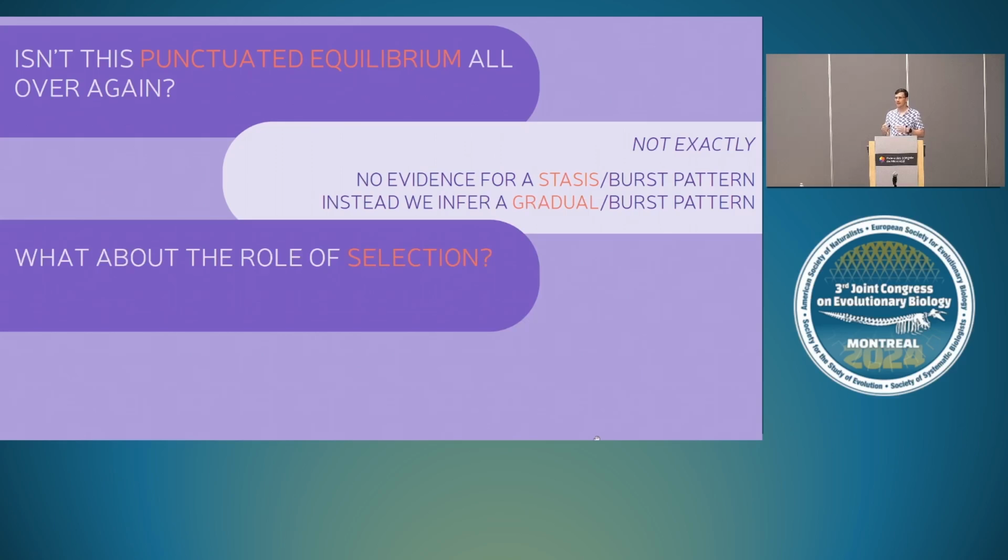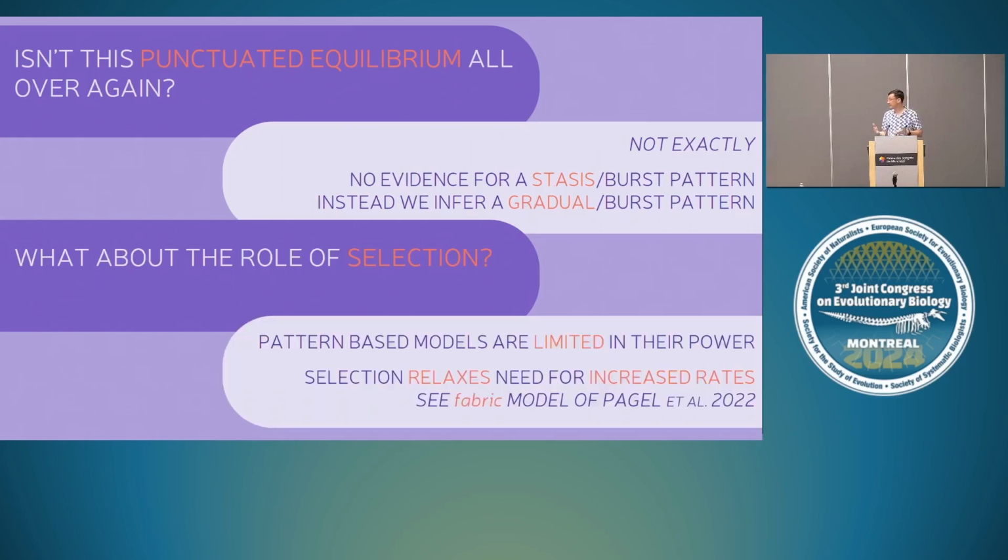And then this is a question that I think is particularly interesting: what's the role of selection here? Obviously, if we say that these branches are undergoing selection, we can remove the need for an increased evolutionary rate. We can have a directed walk that takes us from our ancestral phenotype to our new morphology. That's already been implemented in a different model in BayesTraits called the Fabric model, which we didn't use here, but is conceptually pretty cool.